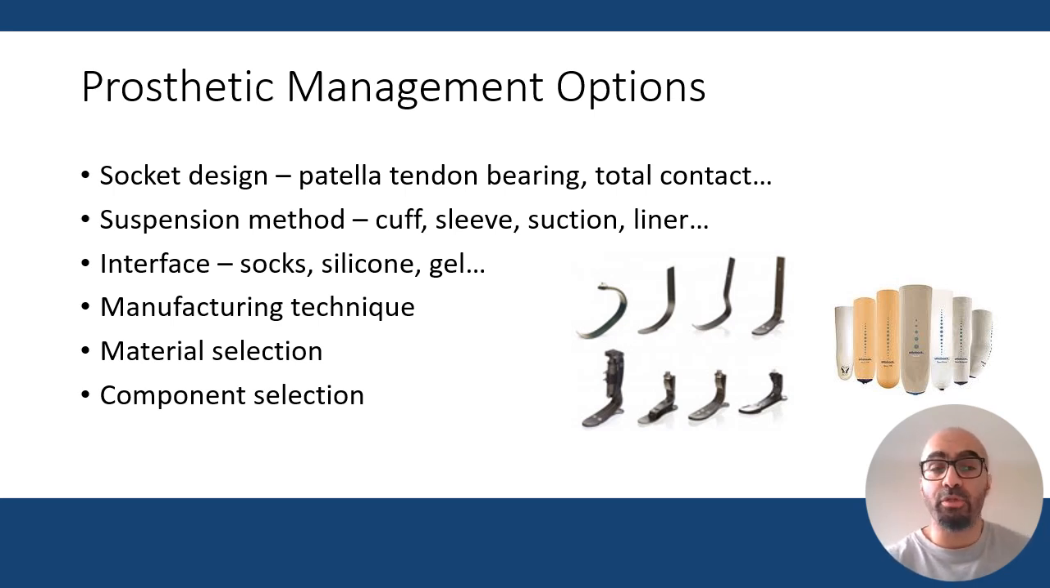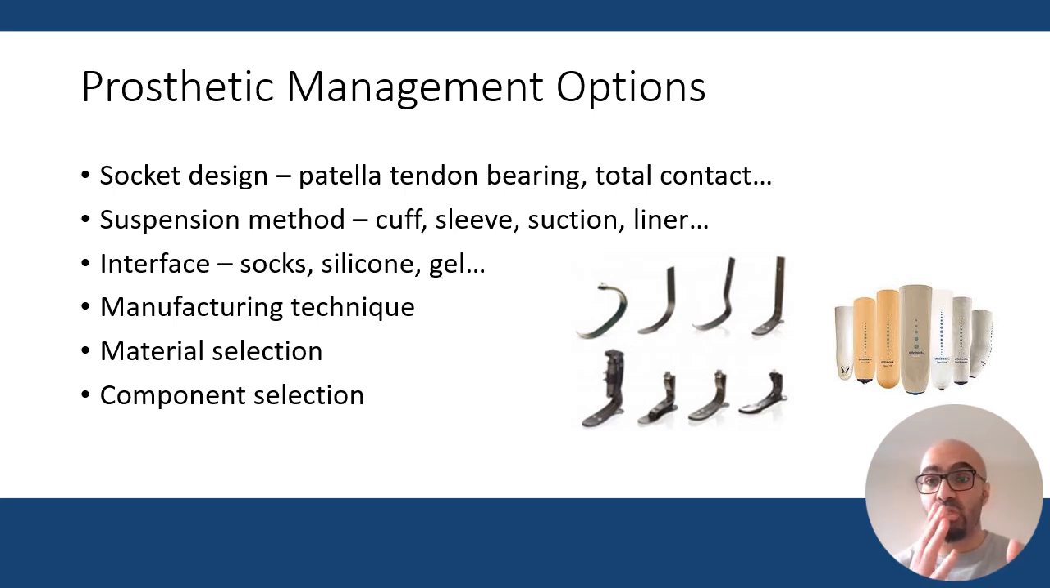Prosthetists have different management options for the socket design, either patella tendon bearing or total contact. Basically, there will be the kneecap itself. So for the weight bearing, there will be a flange under the kneecap, and that's called patella tendon bearing, or PTB. Or there will be the total contact. Basically, it will be all around the residuum itself, and that will be holding it. For the suspension method, there will be either a cuff, a sleeve, or a suction liner. These are the materials they use to help with donning and doffing, so removing and putting on.